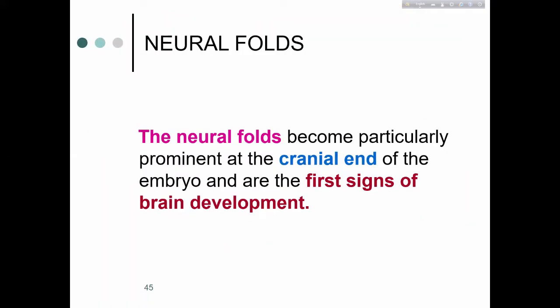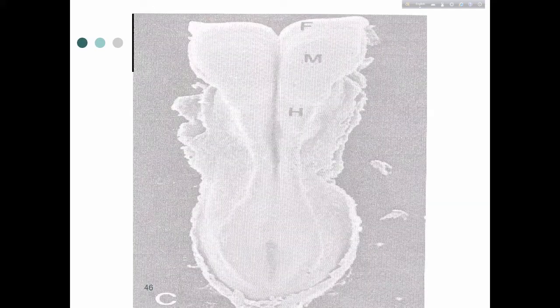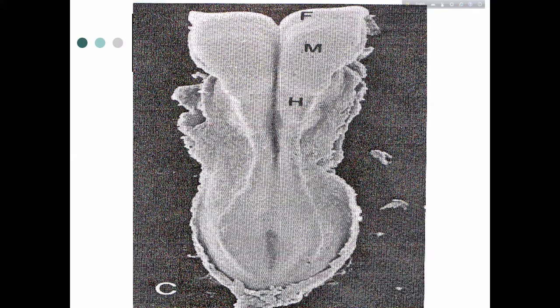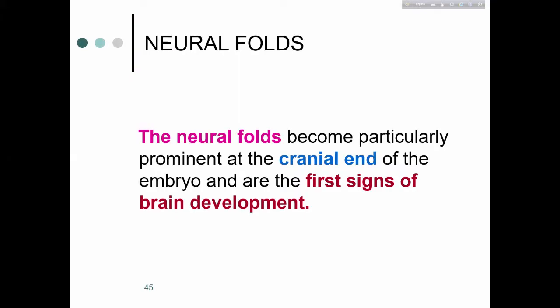Next, the neural folds become particularly prominent at the cranial end of the embryo and at the first signs of brain development. These are all neural folds. So these neural folds become particularly prominent at the cranial end of the embryo, and these are the signs of brain formation. Here the brain will be forebrain, midbrain, and hindbrain. Here is the spinal cord. So the neural folds become particularly prominent at the cranial end of the embryo and at the first signs of brain development.